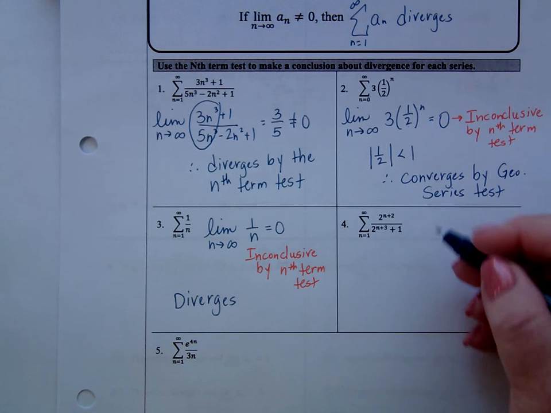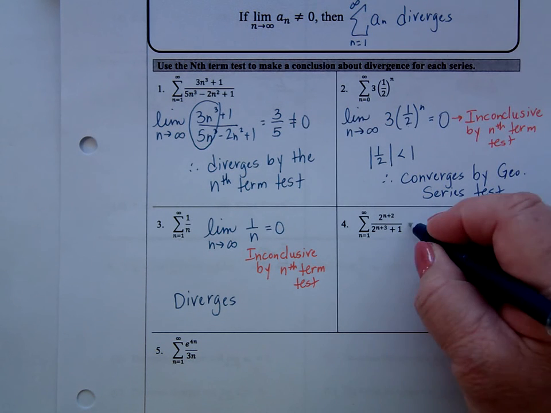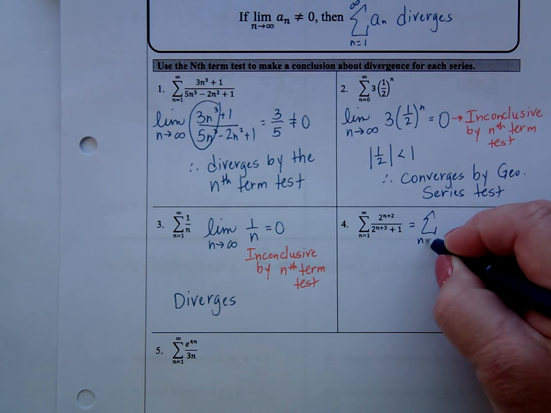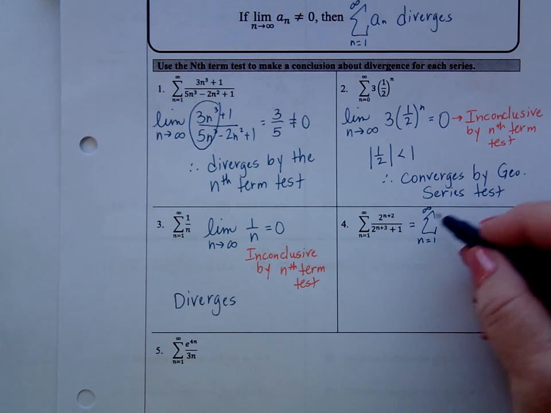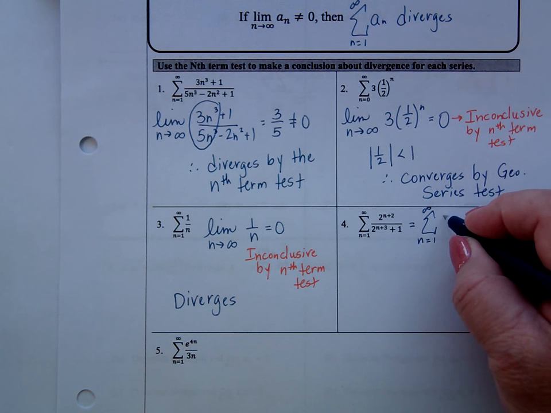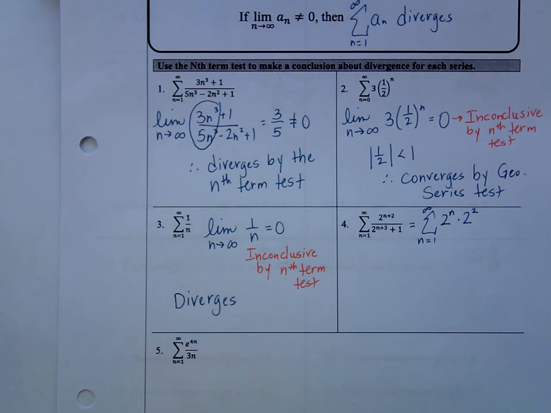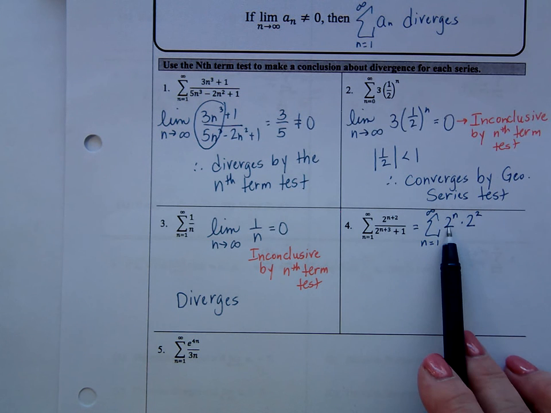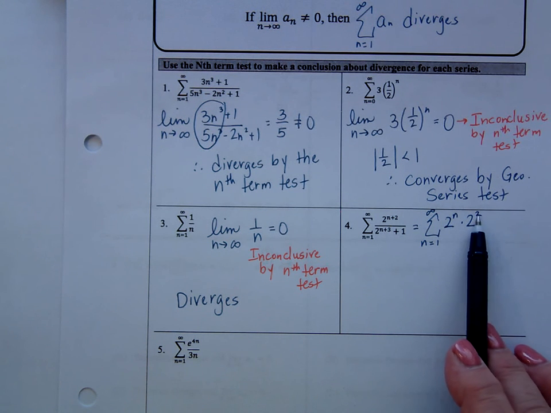Number 4 requires... See, I've got these crazy powers. It requires me to play some algebra games first. So I'm going to take this thing and rewrite it, and I'm going to see if this makes sense to you. I'm going to break apart the numerator to be 2 to the n times 2 to the second. I'm going to stop there for just a second because, does that make sense? What are you supposed to do when you have like bases with these powers? You're supposed to add them, right? Well, that takes me here.